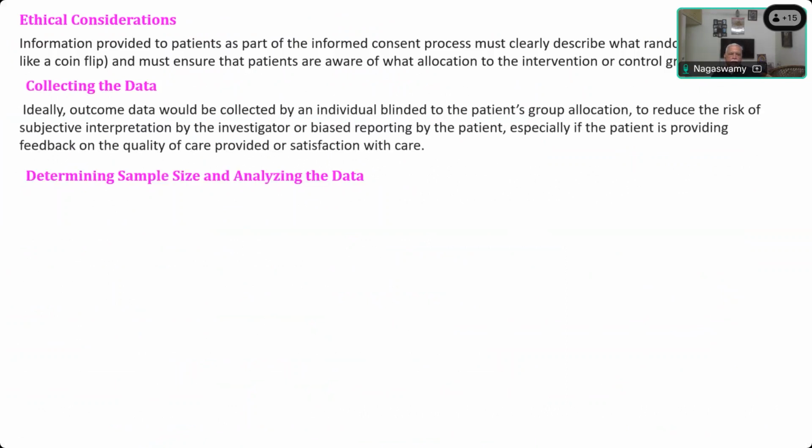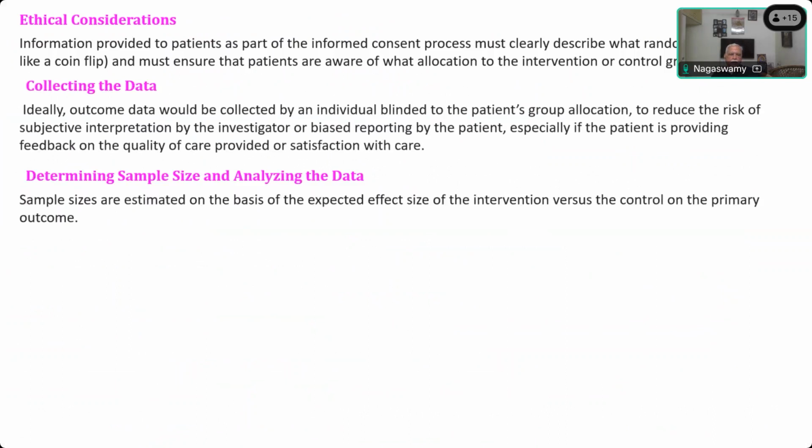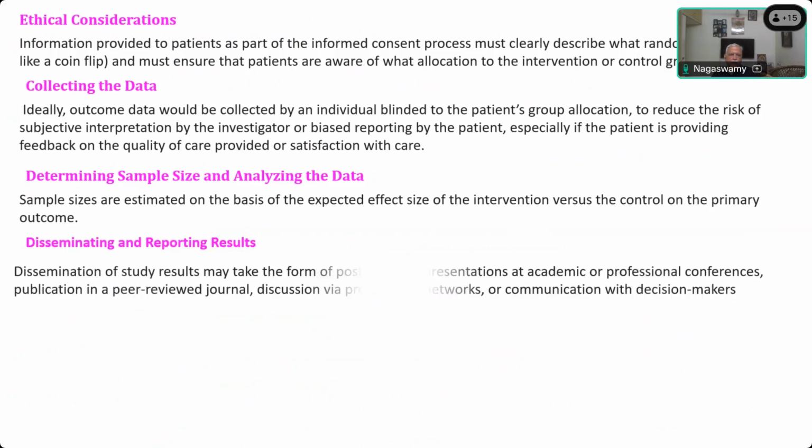Then determining the sample size and analyzing the data is also important. Sample sizes are estimated on the basis of the expected effect of the intervention versus the control on the primary outcome. Now disseminating and reporting results, that is the final part.